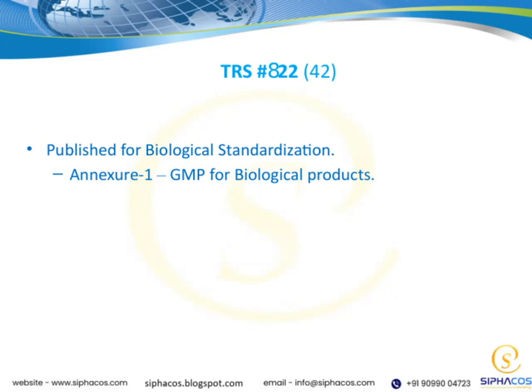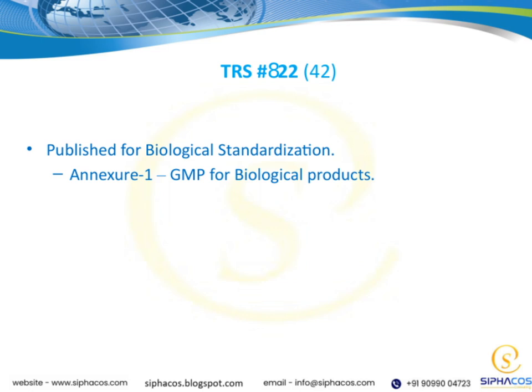Today, I'd like to highlight that this information is published for biological standardization, which is crucial for ensuring consistency and safety across biological products. Specifically, we're referring to Annexure 1, which outlines the Good Manufacturing Practices, or GMP, for biological products. This annexure provides detailed guidelines to ensure that biological medicines are produced in a controlled and consistent manner. You'll notice that this document is part of TRS 822, which is a key resource in this field.